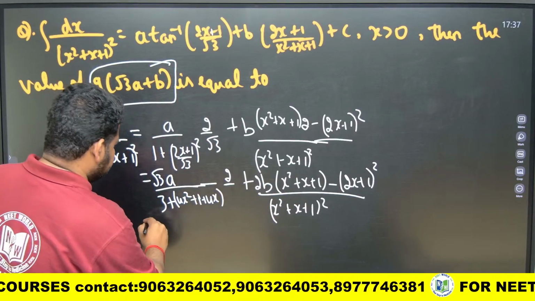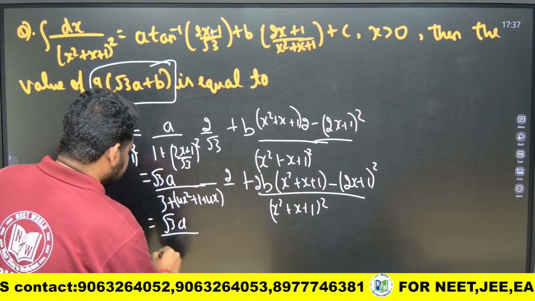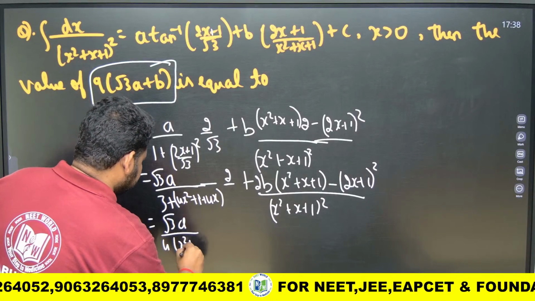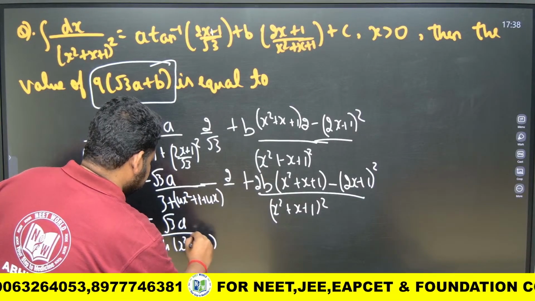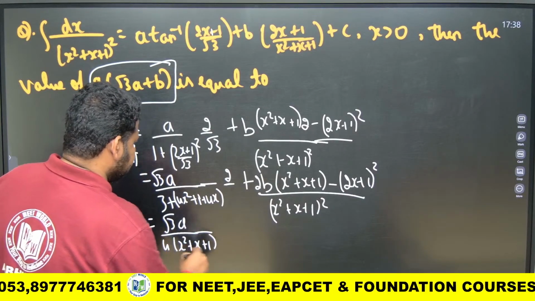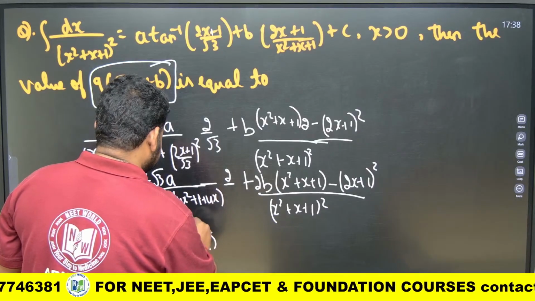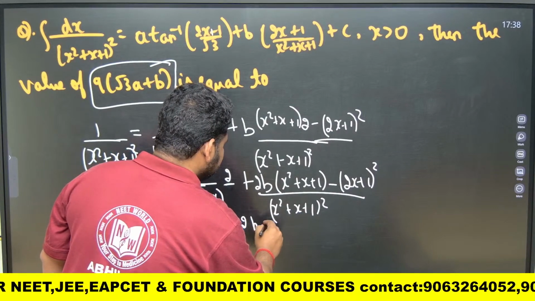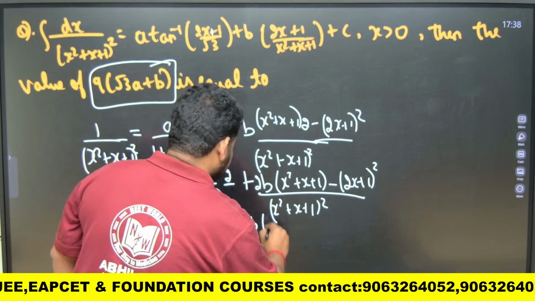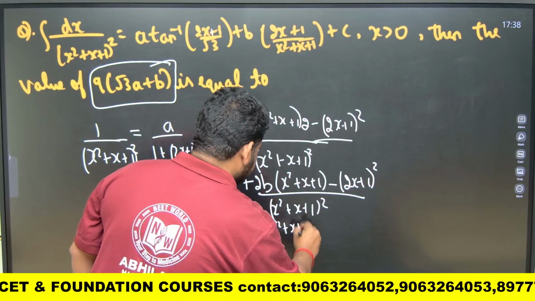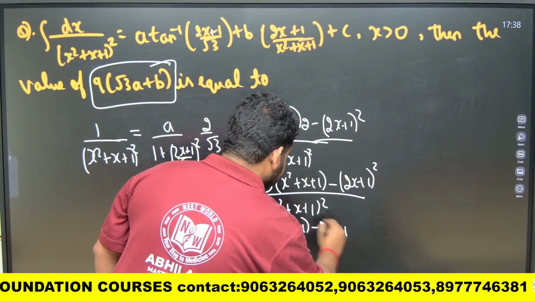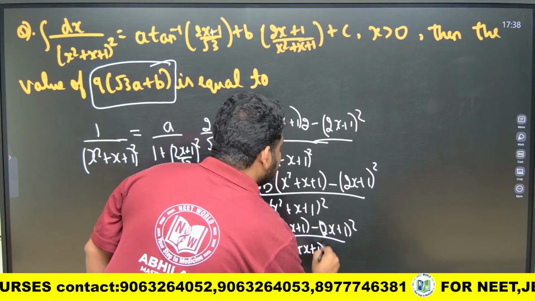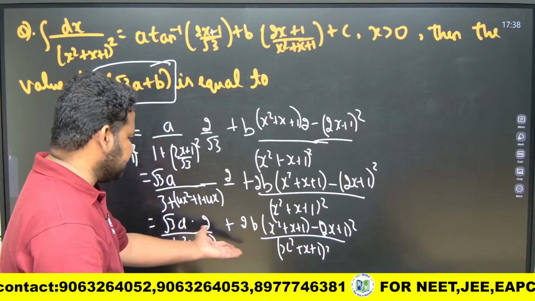If I take this one, this will become root 3a divided by 3 plus 1 is 4, 4 x square plus, if I take common, x square plus x plus 1, x square plus x plus 1. Okay, root 3 by 4a plus, what is this? I have here into 2 plus 2b into x square plus x plus 1 minus 2x plus 1 whole square divided by x square plus x plus 1. Okay. Now if I take LCM here, this will become what?